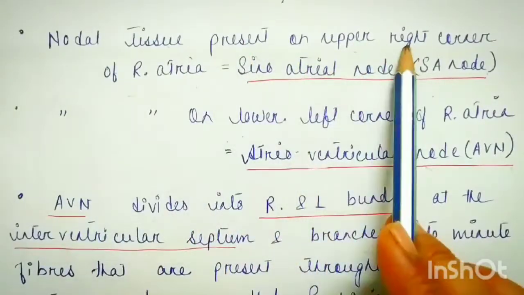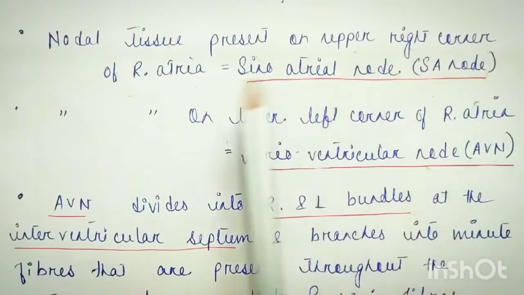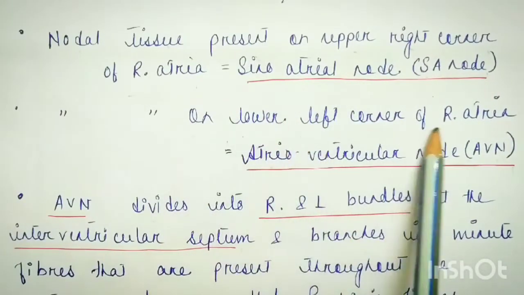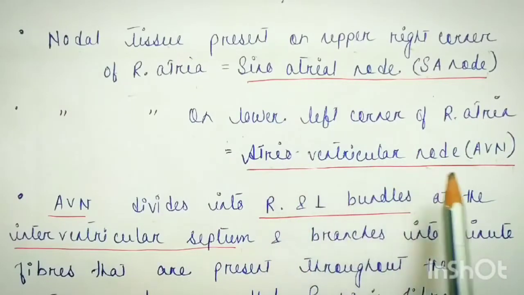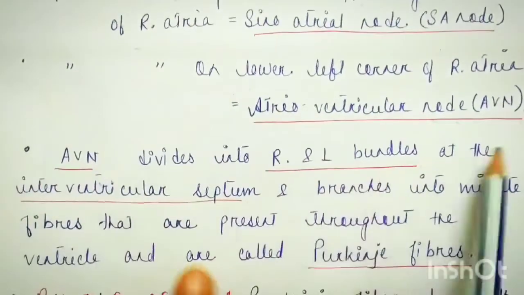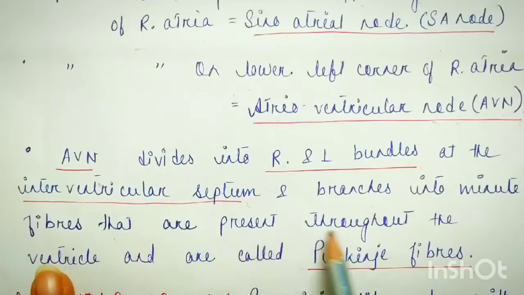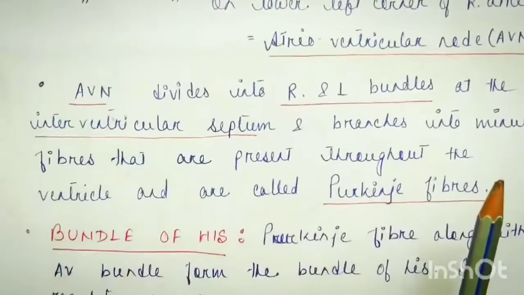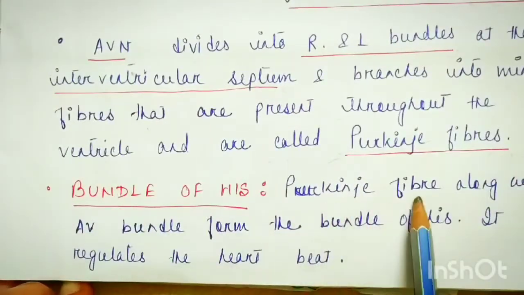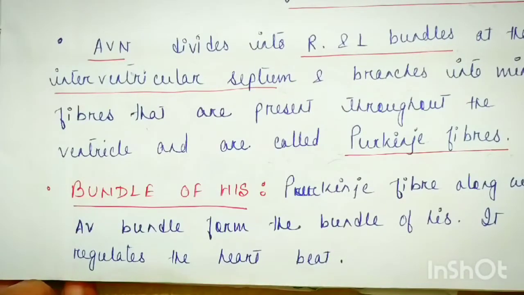Now come to the next point, that is the nodal tissue. The nodal tissue present on the upper right corner of the right atrium is called the sinoatrial node, meaning SA node, and that present on the lower left corner of the right atrium is called the atrioventricular node, meaning AVN. AVN divides into right and left bundles at the interventricular septum and branches into minute fibers that are present throughout the ventricle and are called Purkinje fibers. And the last point is the bundle of His. Purkinje fibers along with the AV bundle form the bundle of His, and it regulates the heartbeat.